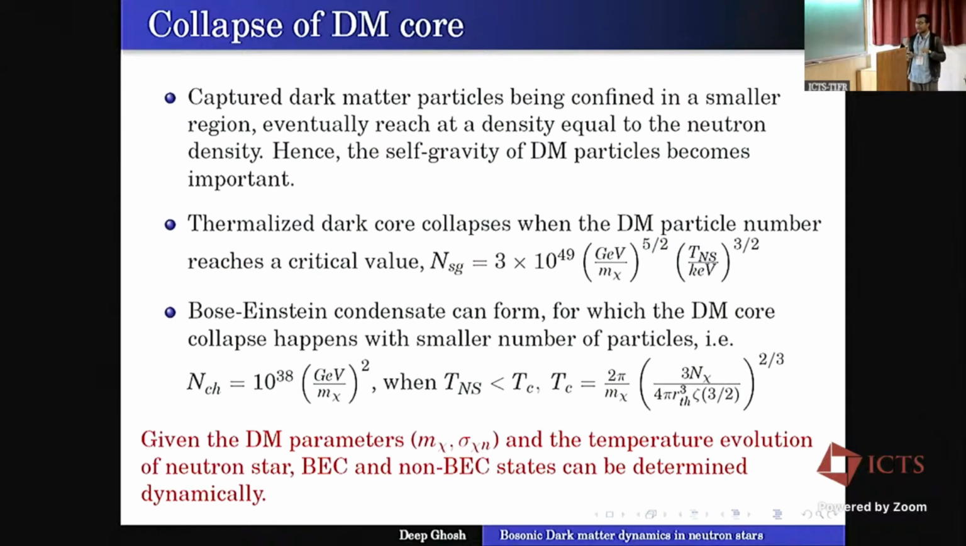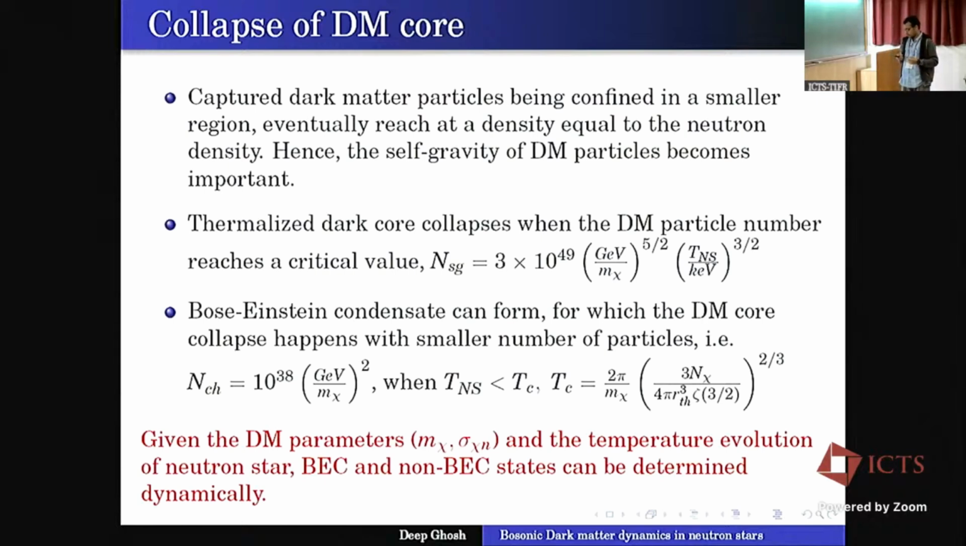Now, as we can see, there are two possibilities for black holes. This core collapse can happen from this non-BEC state and also from this BEC state, but it depends on the evolution of the neutron star temperature and the dark matter parameters. So given these dark matter parameters and the temperature evolution of the neutron star, one can dynamically determine which state would occur inside the neutron star, BEC or non-BEC.